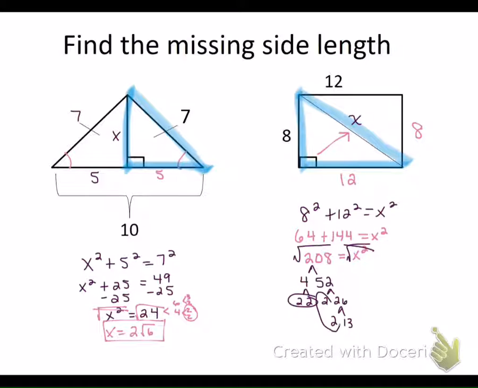So I get 4 radical 13 equals x. All right. Questions on the Pythagorean theorem before we talk about our wonderful Pythagorean triples?